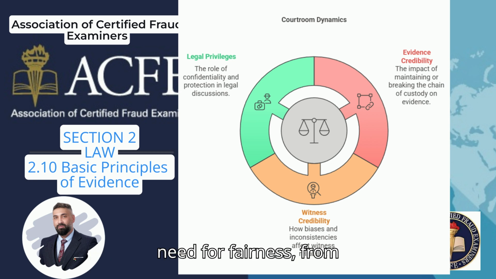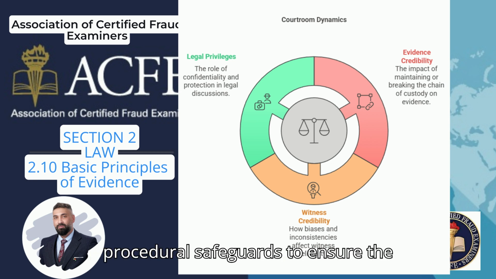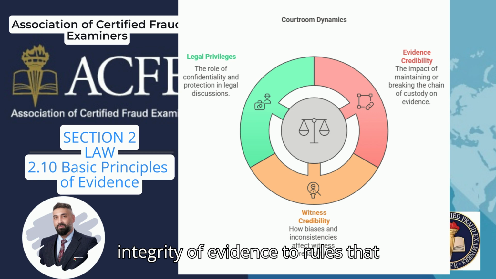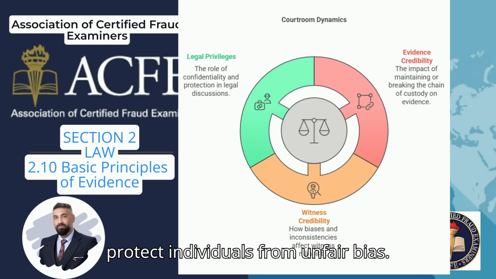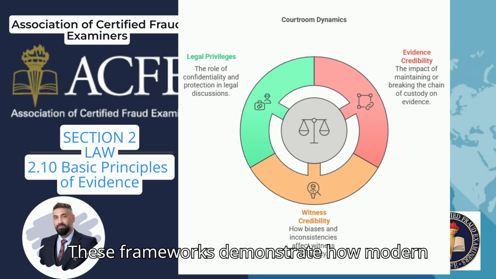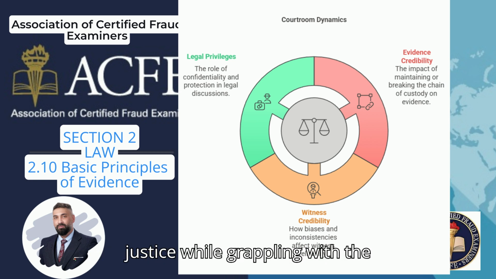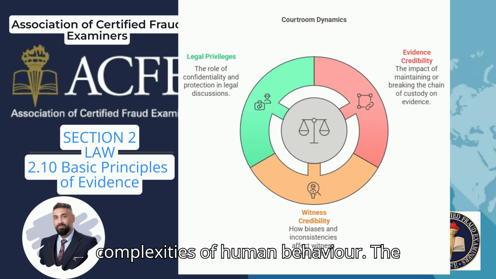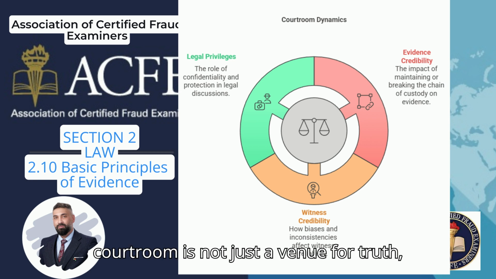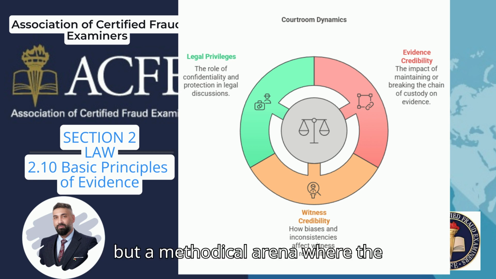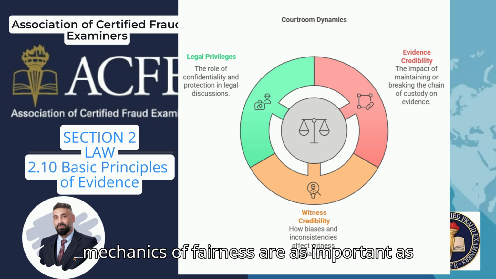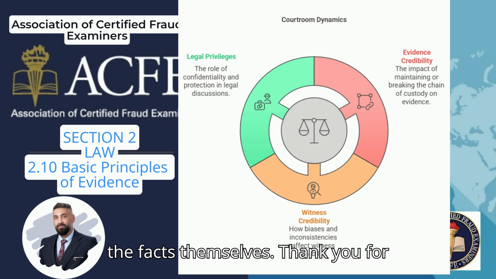for fairness. From procedural safeguards to ensure the integrity of evidence to rules that protect individuals from unfair bias, these frameworks demonstrate how modern judiciary systems strive to maintain justice while grappling with the complexities of human behavior. The courtroom is not just a venue for truth, but a methodical arena where the mechanics of fairness are as important as the facts themselves.